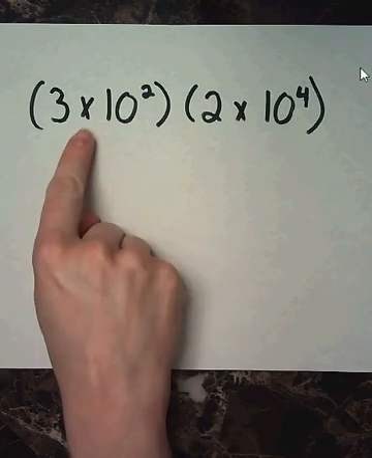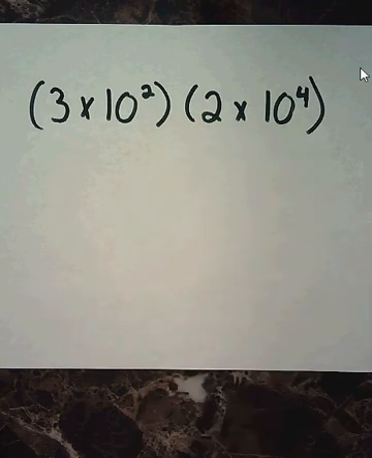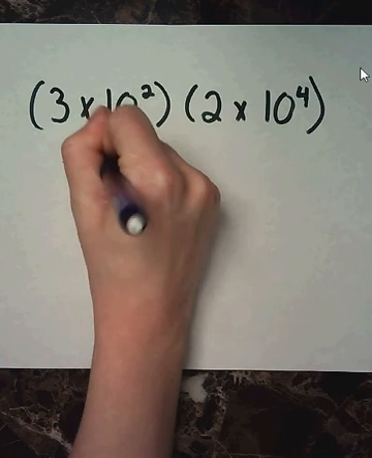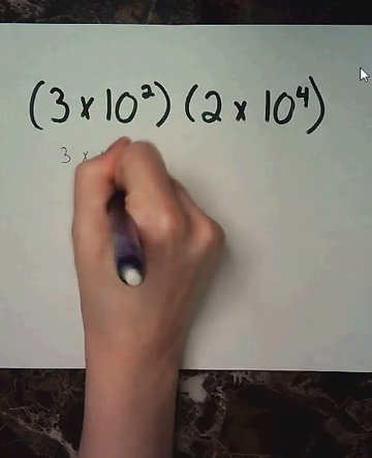We have 3 times 10 to the second times 2 times 10 to the fourth. Now there's different ways you could do this. One of the ways, if you were going to do it the basic way, would be to turn it from scientific notation into standard form. So for example, 3 times 10 to the second would mean 3 times 100, right? Which is the same as 300.